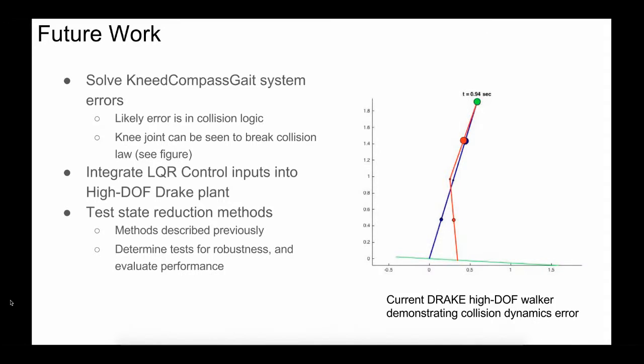We also would like to integrate the LQR control inputs into the High-DoF Drake plant. So now that we have our funneling system, and we've done that for our compass gait, we need to basically channel that and input all of those control lookups into the knee compass gait system once it's working.